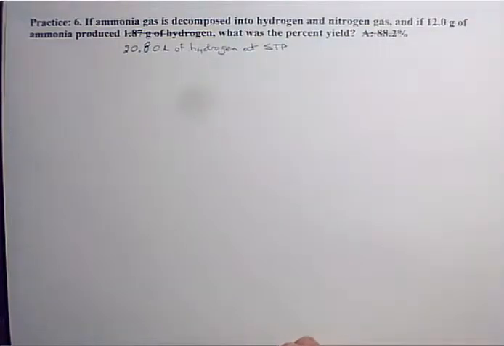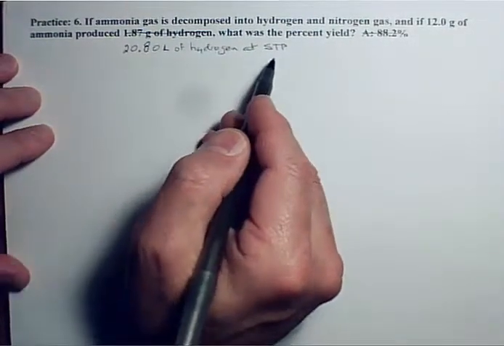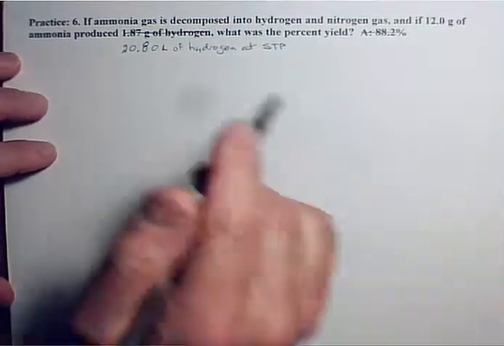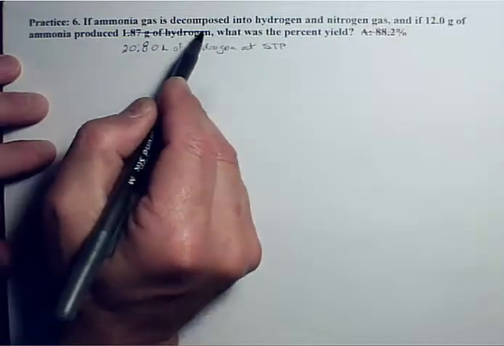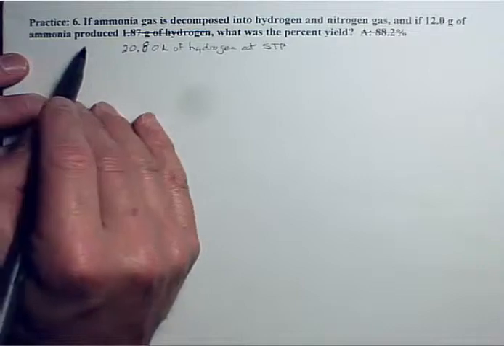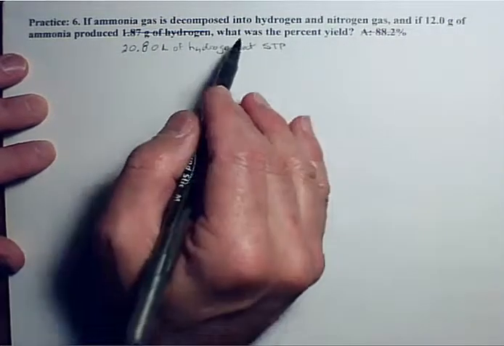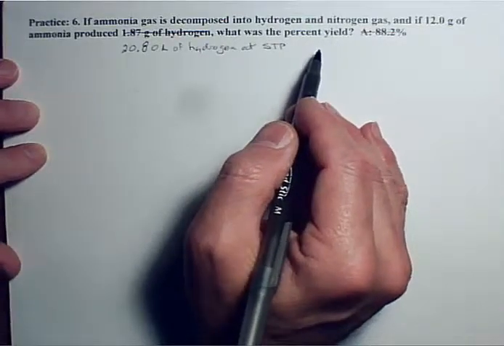All right. So I was asked to do a problem where we are working with gas volumes, and I just had this problem already written out, so I tweaked it a little bit. In this one we're going to produce hydrogen, and I decided to do it with hydrogen gas at STP to satisfy the question. If ammonia gas is decomposed into hydrogen and nitrogen gas, and if 12 grams of ammonia produced 20.80 liters of hydrogen gas at STP, what was the percent yield?